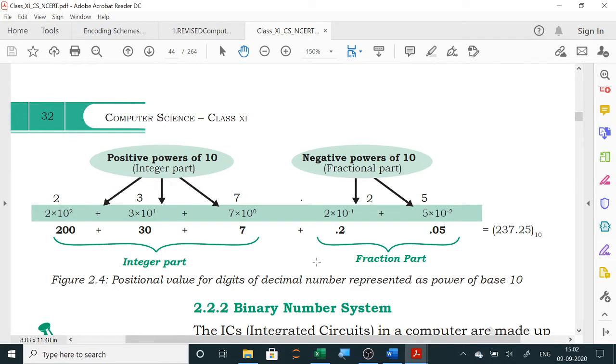The same thing is shown here. This is the integer part. If it is 237, we write it like this: 200 plus 30 plus 7. And for the fractional part, we write 10 to the power -1, 10 to the power -2. So we get the result as 237.25.